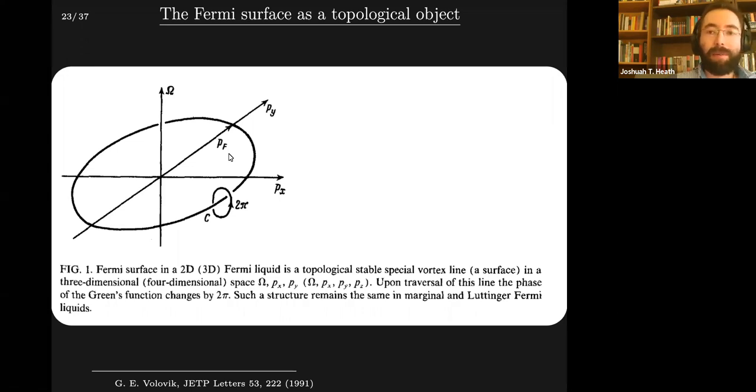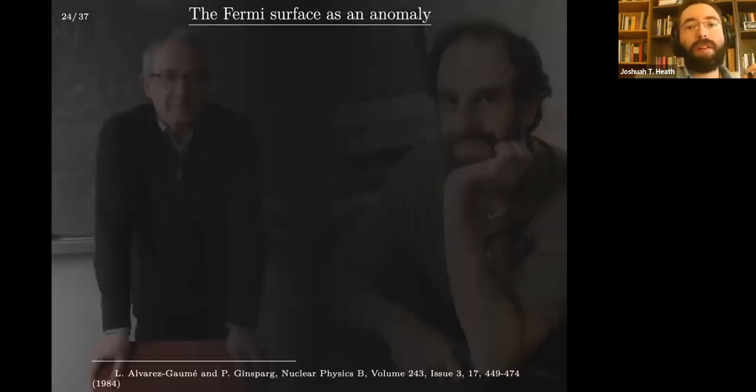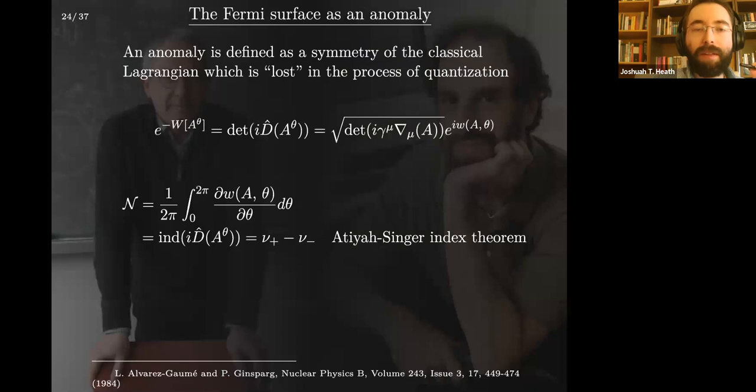So why do we care? Why is this important? Well, we have to go to an idea in high energy physics called an anomaly. What I want to emphasize here is that we can view the Fermi surface as an anomaly. An anomaly is defined as a symmetry of the classical Lagrangian which is lost in the process of quantization, much in the same way as before, when we talked about the determinant of the Dirac operator.